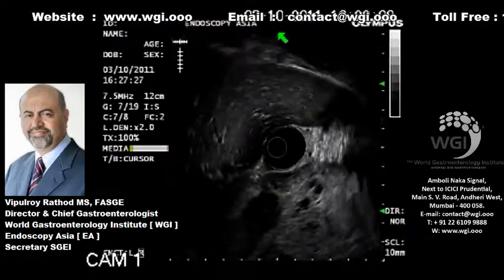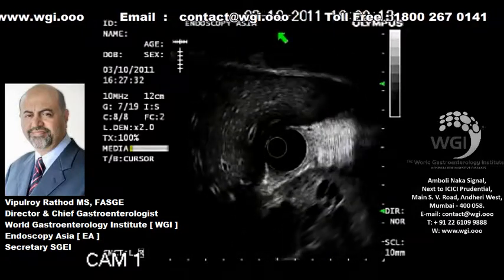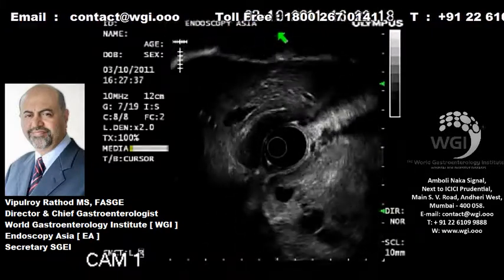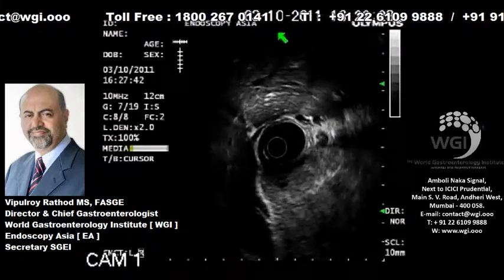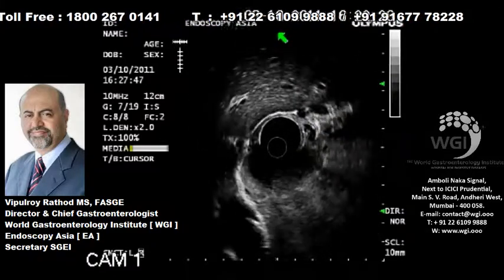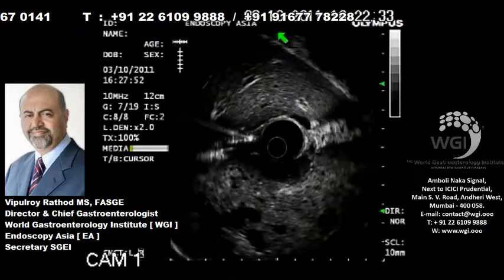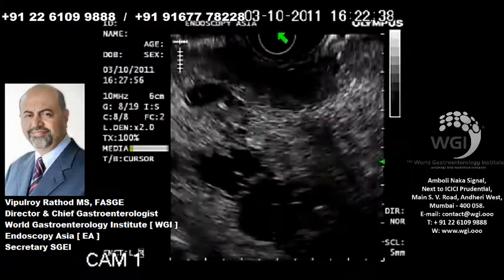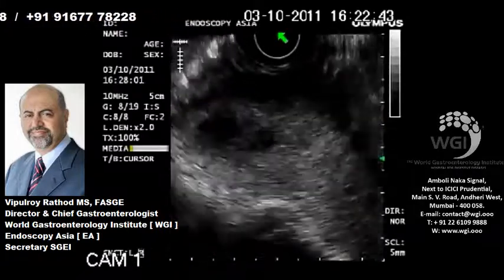at 10 megahertz and try and see whether this is part of the gastric wall lesion, because in such a large lesion it is extremely difficult to exactly identify whether this is arising from the muscularis propria because of the sheer size of the lesion. And that's what we will do now. We will magnify this and we will try and see the layers of the gastric wall.